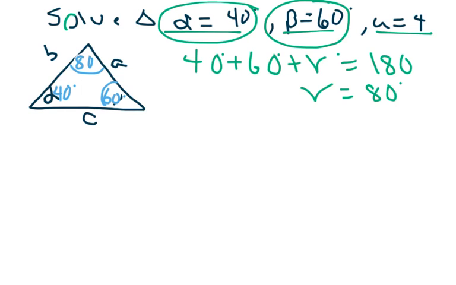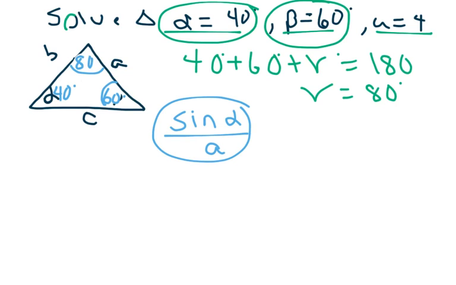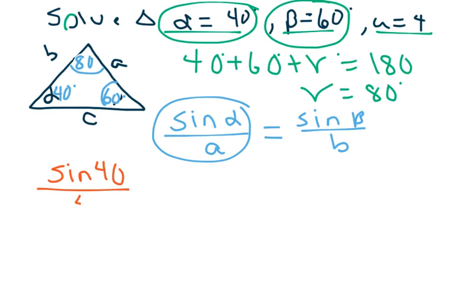Well, I already have A. So what makes this nice is I'm going to use my sine of alpha over A because I have the information for both. Then I also have to use my sine of beta because I have information for beta. So the first one I'm going to use is sine of alpha over A equals sine of beta over B. Now I'm going to fill in everything. So we have sine of 40 over A, which is 4, equals sine of beta equals 60 over B.